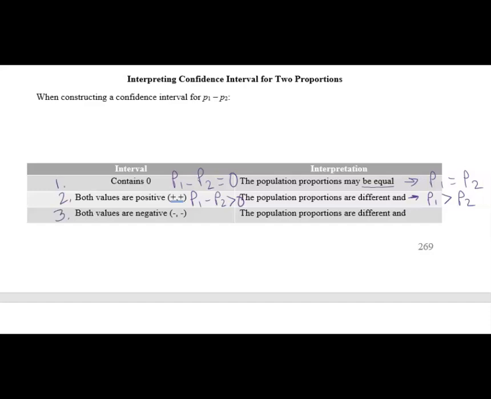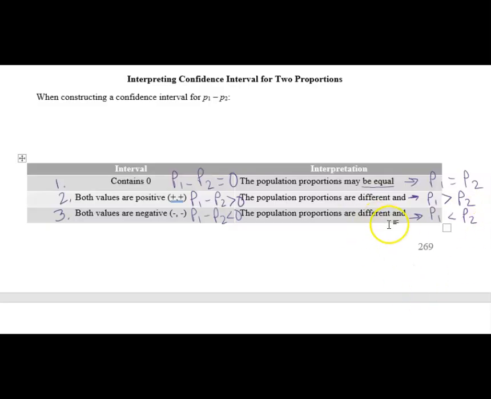The third scenario is that both values for the confidence interval are negative. That would be the opposite case. P1 minus P2 would be less than 0, and that indicates that P1 would have to be less than P2. How you define P1 and P2 is up to you. Just be consistent throughout the problem when you're working out the example.